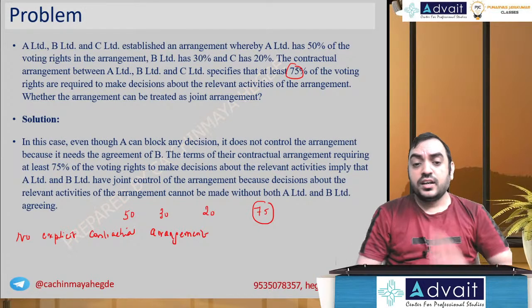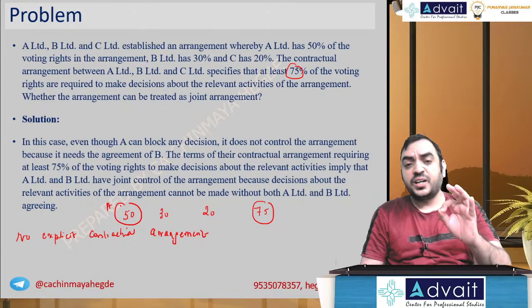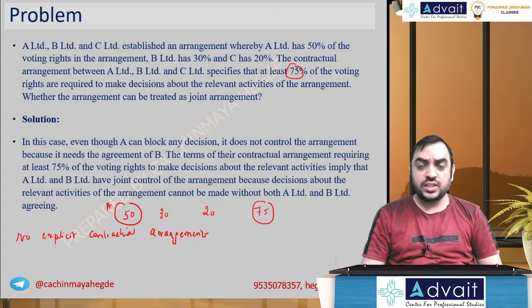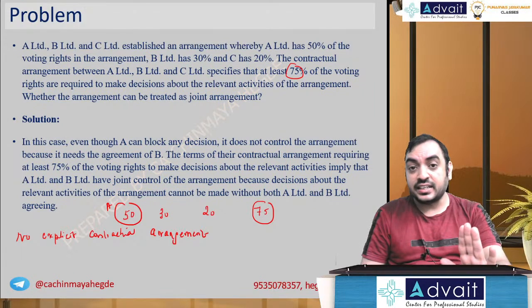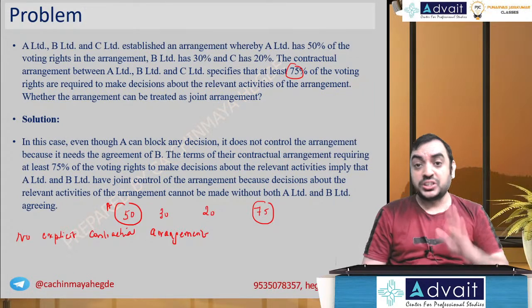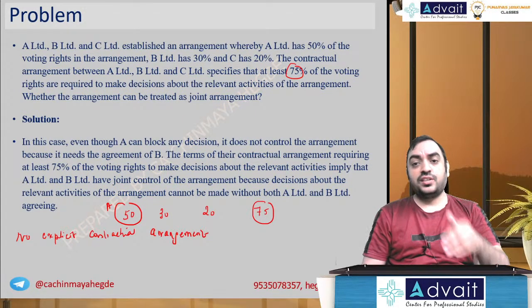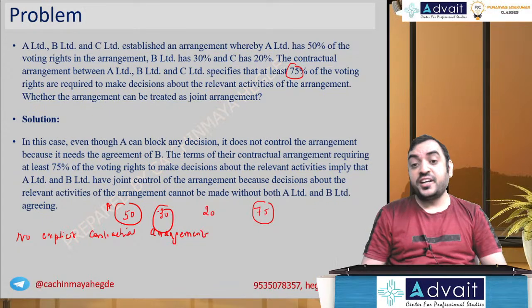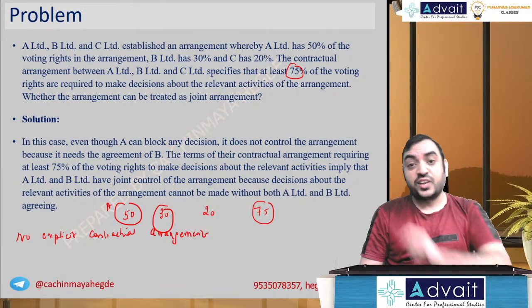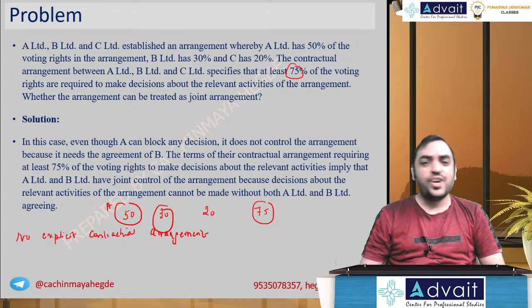Now, A Limited, having 50%, can definitely stop the other two people from making the decision. Because if A has 50%, without A's consent, a decision cannot be taken. If he says no, a resolution will not be passed. The decision cannot be implemented. Okay, now what about B? B also, same thing, my dear friends, because he has 30%, required 75. If he says no, the remaining people with 70% also cannot take the decision on their own.